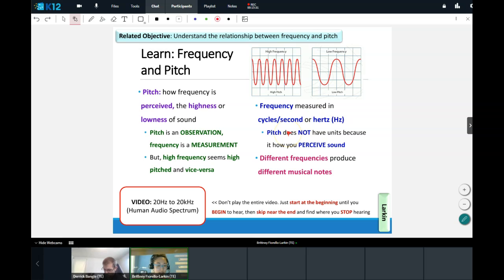Pitch, on the other hand, does not have units because pitch is just how you personally perceive sound. You personally would say, oh, that's high-pitched or low-pitched. That is not an actual measurement. And as the guy mentioned in our video, different frequencies produce different musical notes. Exactly what we heard.